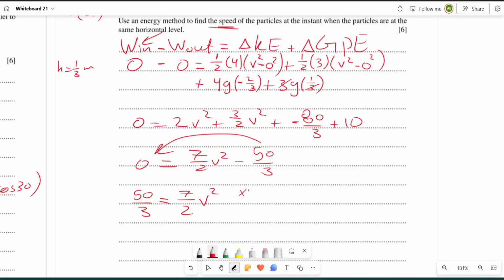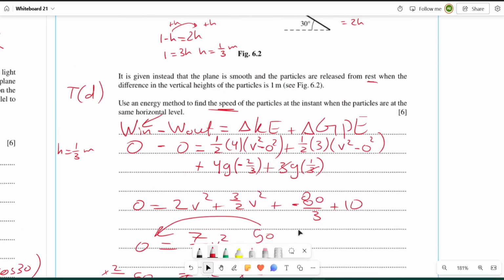So I'm going to multiply both sides by 2 over 7. So this cancels, and I'm going to have v squared equal 50 over 3 times 2 over 7. That is going to be 100 over 21. Square root both sides to get v. So v is equal to the square root of 100 over 21, and v is going to equal 2.18 meters per second. And this is how I found v.